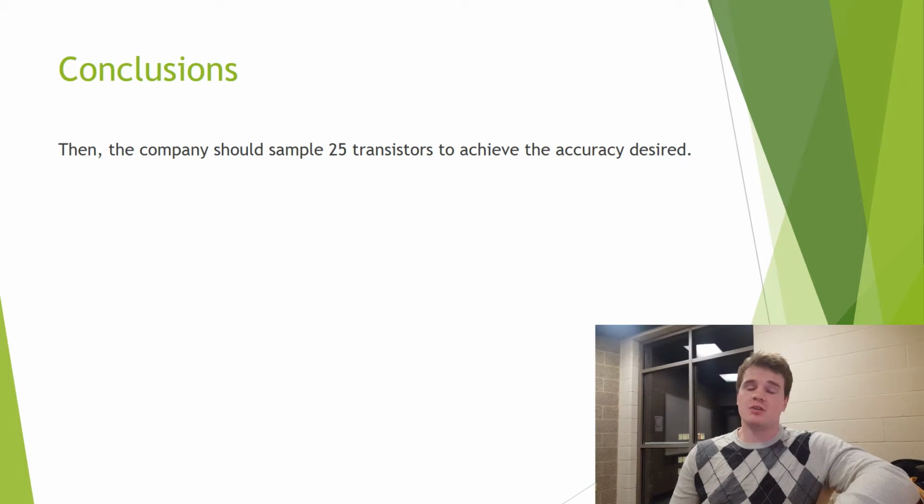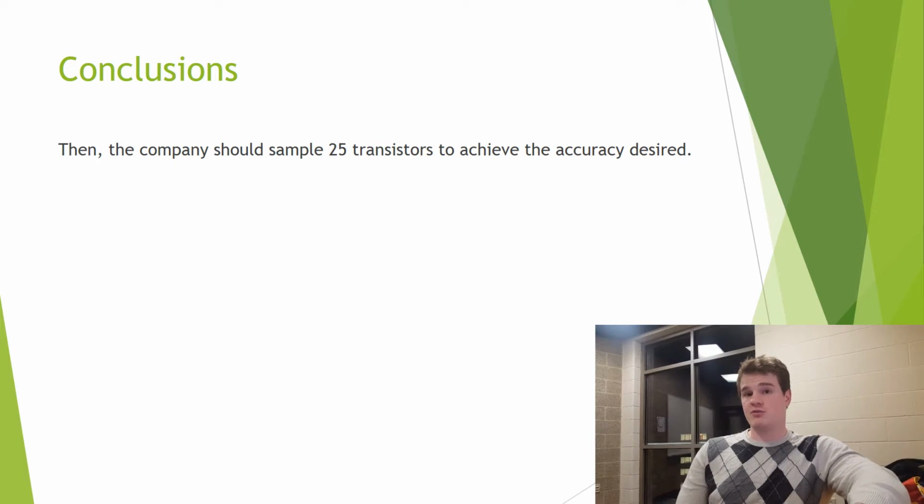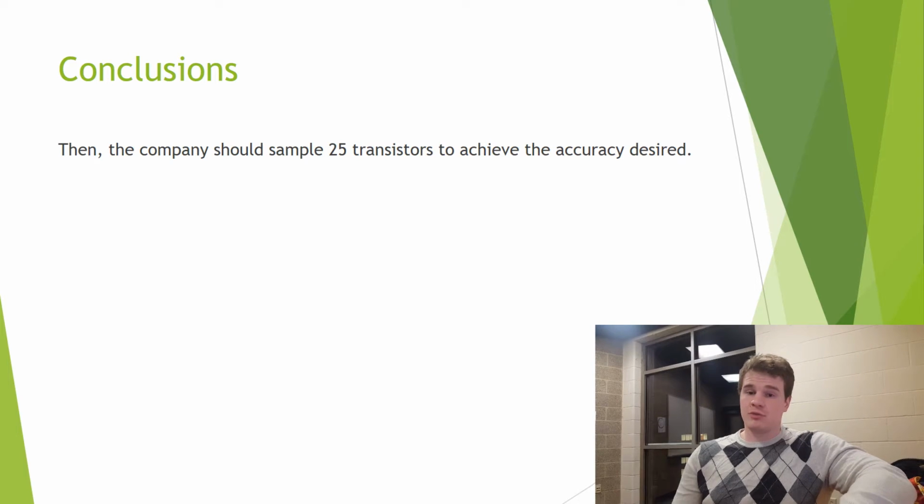From the plot of the mean error interval size versus sample size, we could conclude that the company should use a sample of 25 transistors to get the accuracy desired. So it would take a sample of 25 transistors. The average of those transistors' beta values would be within 3 of the entire population's average beta value.